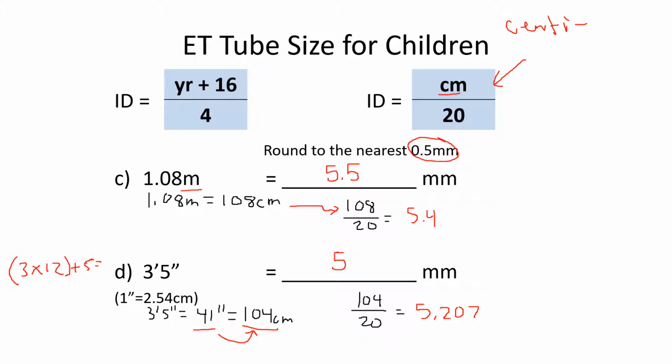So conversions will be built in to some of your problems. A, you don't have to do any conversions. B, no conversions. C, D, you're getting multiple conversions.